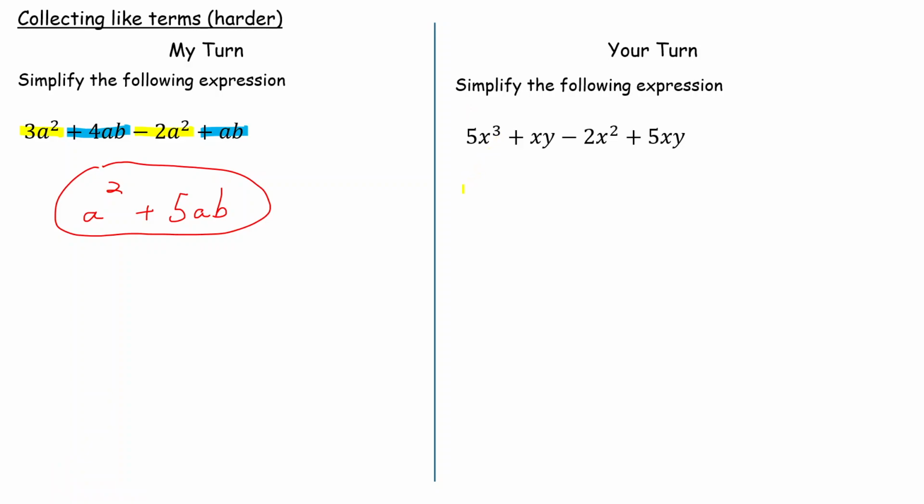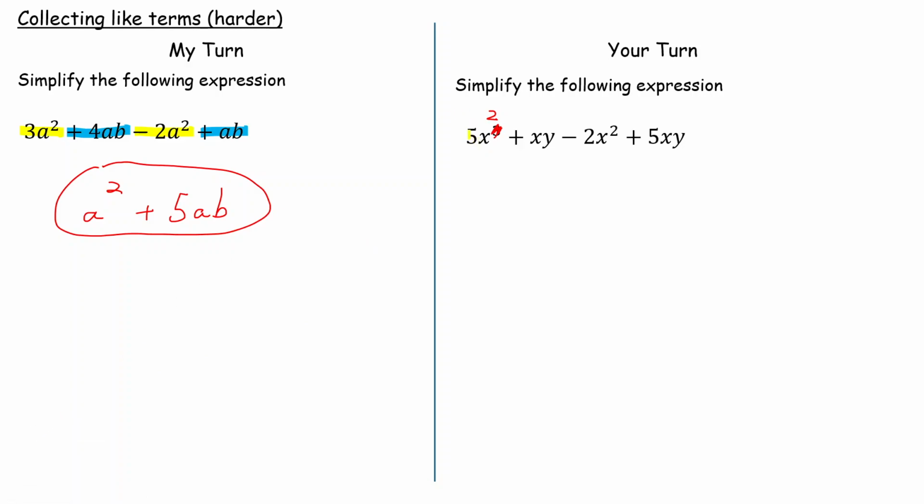Oh, this is a mistake, isn't it? Simplify the following expression. What have I done here? Sorry, I've made a mistake in the question. This cube, let's just change that to a square. So 5x squared. So again, let's go through this now, and let's have a look.